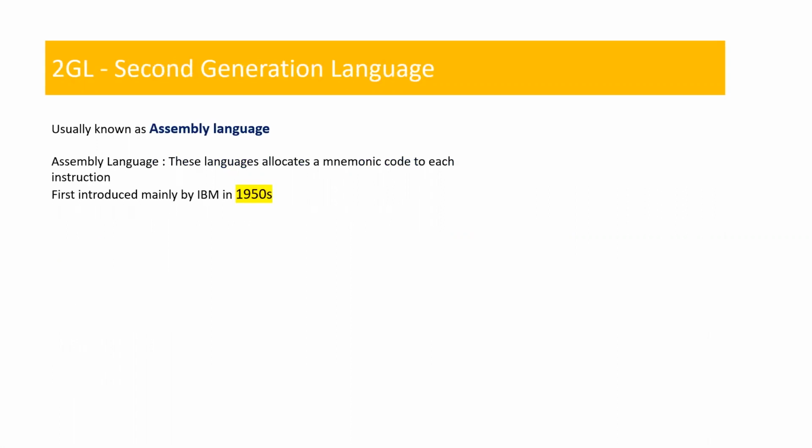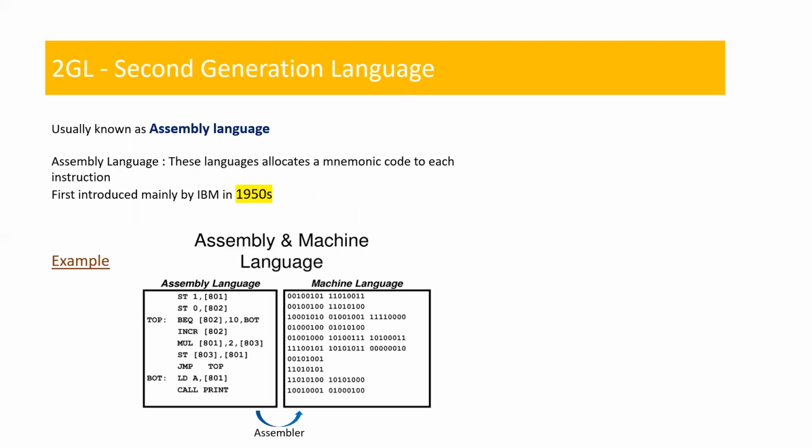In order to solve the problems of the first generation languages, scientists started thinking one step ahead and came up with the second generation languages, usually known as assembly language. Assembly languages allocate a mnemonic code for each instruction. For a particular command, for a particular logic, we define a mnemonic, which is converted into machine language using an assembler. So the language uses an assembler to convert from assembly to machine language.